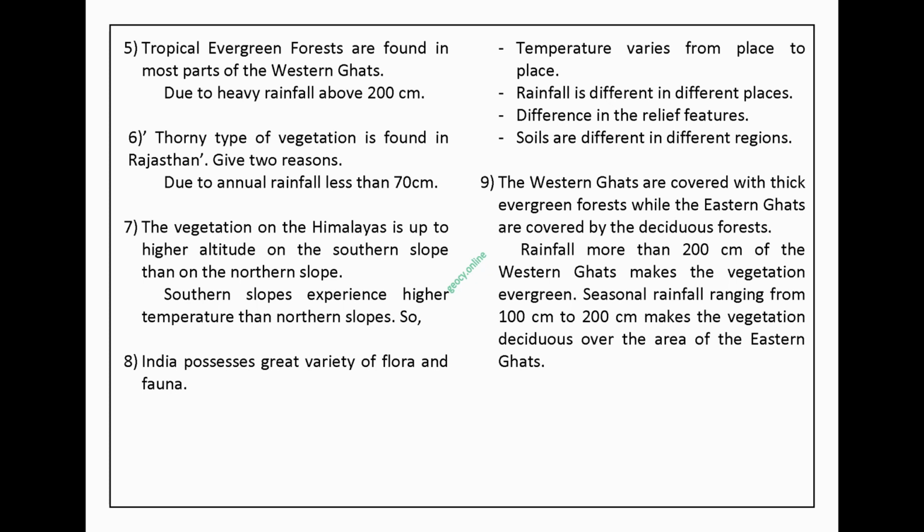The Western Ghats are covered with thick evergreen forests while the Eastern Ghats are covered by the deciduous forests. Rainfall more than 200 centimeters of the Western Ghats makes the vegetation evergreen. Seasonal rainfall ranging from 100 centimeters to 200 centimeters makes the vegetation deciduous over the area of the Eastern Ghats.